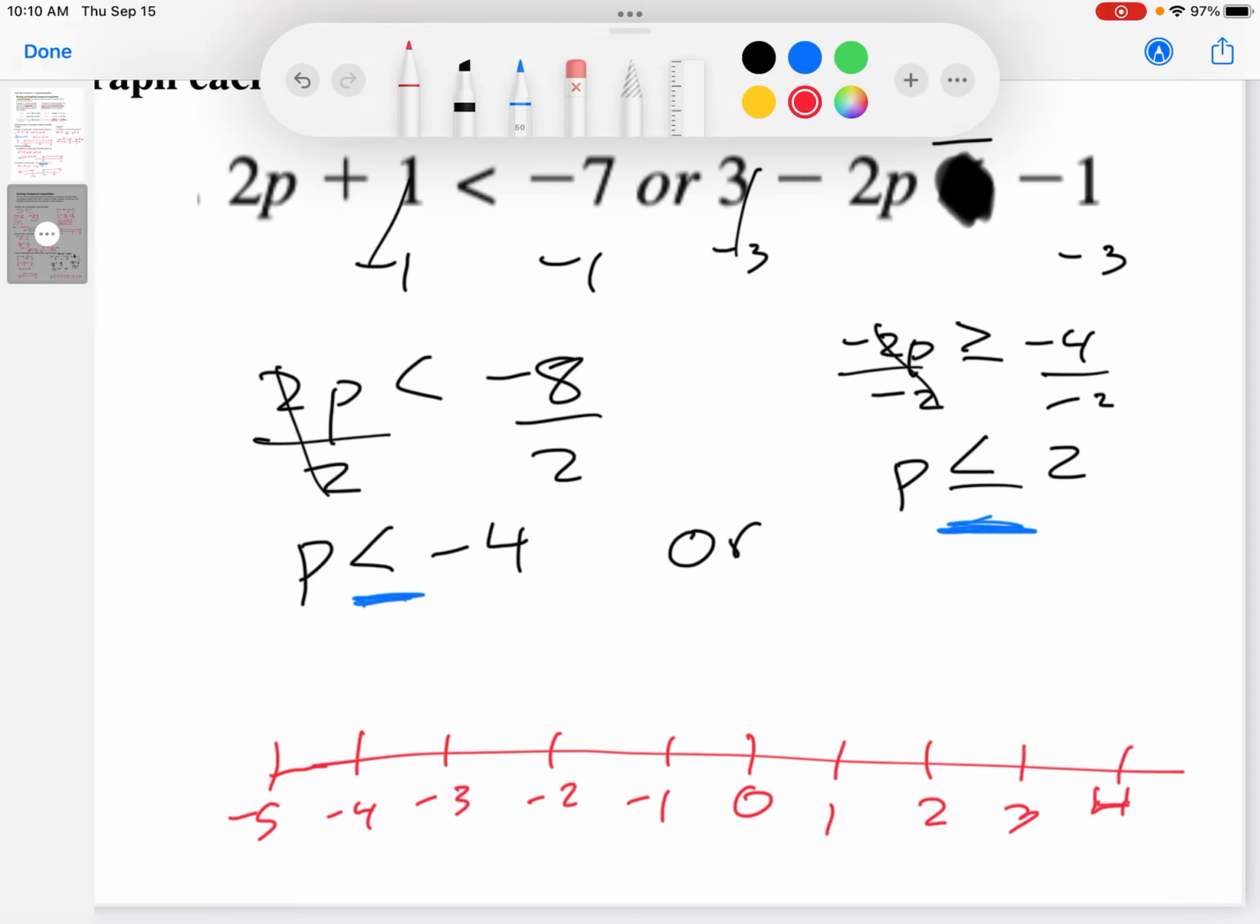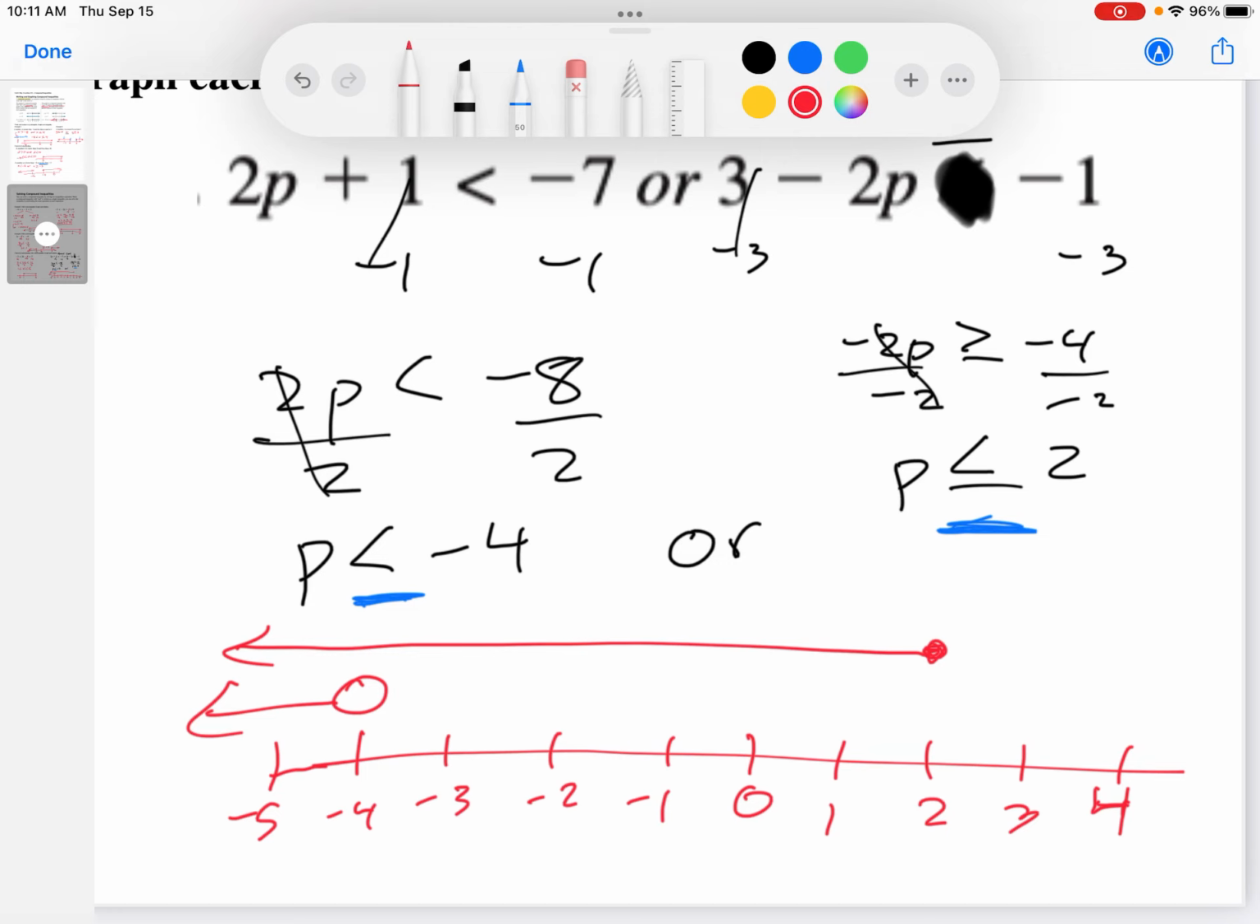All right, so this is what this is going to look like. We're going to plot an open circle on -4 going to the left. The other one, we're going to plot a closed circle on 2, and we're also going to go to the left. But if you notice, those arrows are going the same way. And the arrow that says p is less than or equal to 2, that arrow surpasses the other one, or it supersedes the other one.